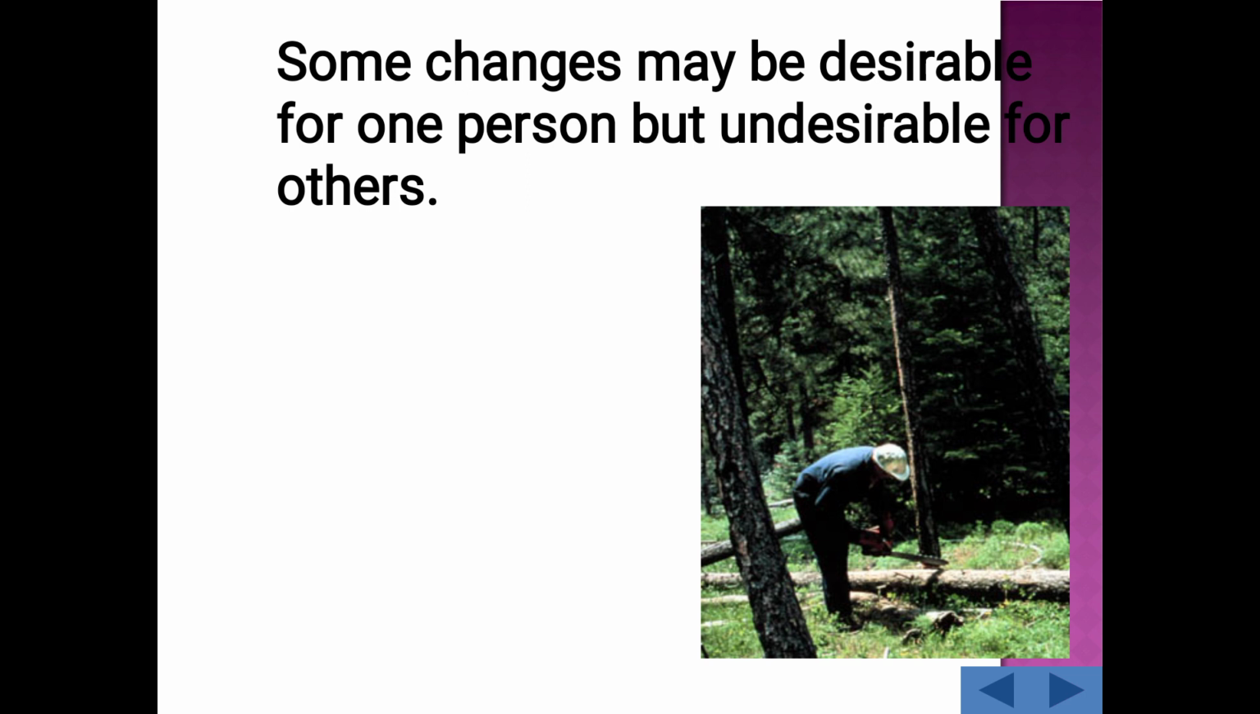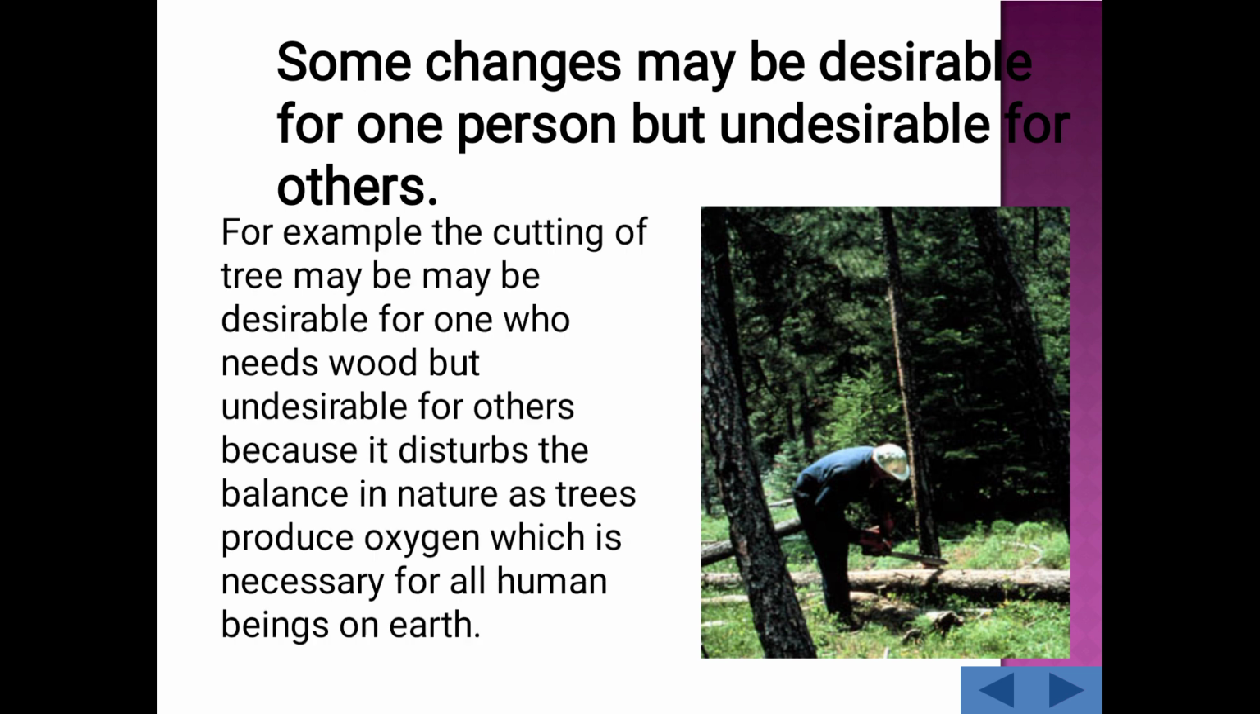Some changes may be desirable for one person but undesirable for others. For example, cutting of tree may be desirable for one who needs wood but undesirable for others because it disturbs the balance in nature, as trees produce oxygen which is necessary for all human beings on earth.